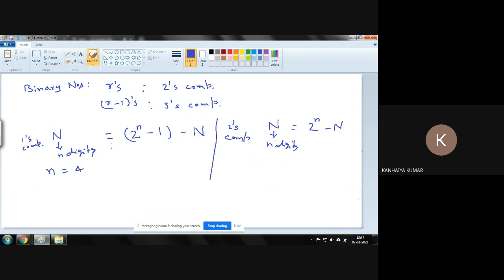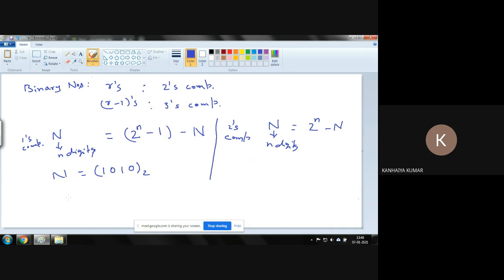No, no, no. Okay, just give me a second. Let me discard it first. So we are talking about a number. Let's have capital N equal to 1010, which is a binary number, we all know. So how to find one's complement using the formula? First let's go with the formula.